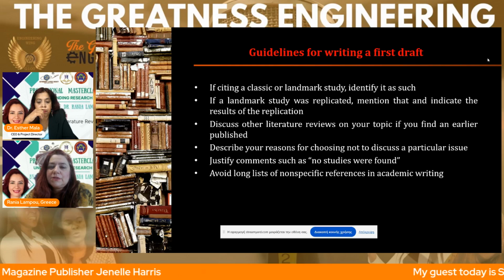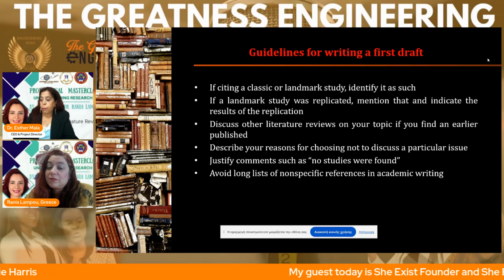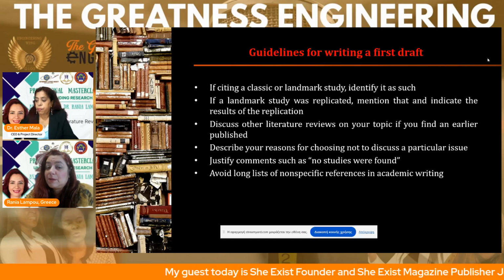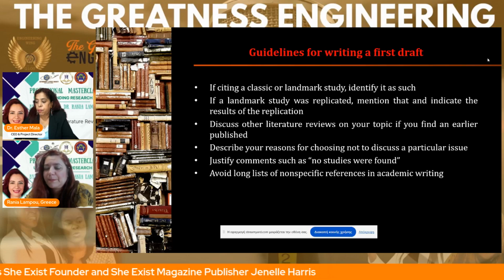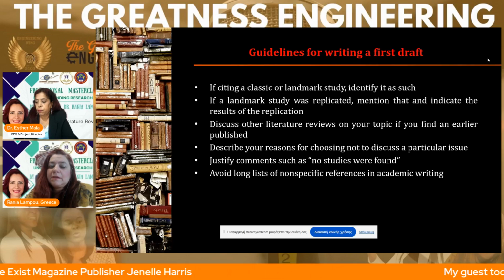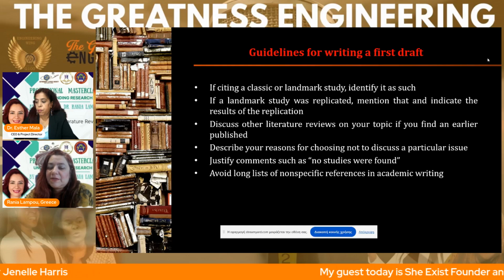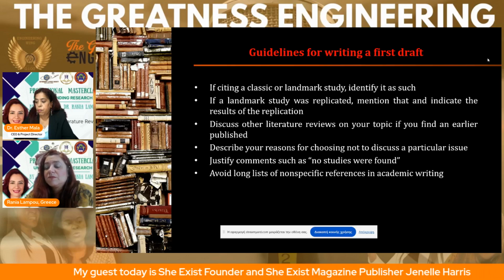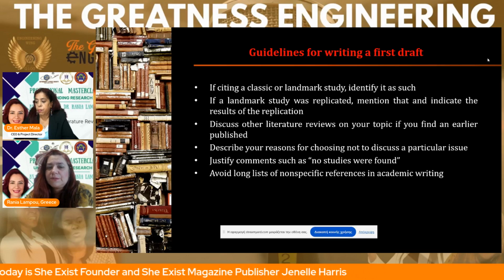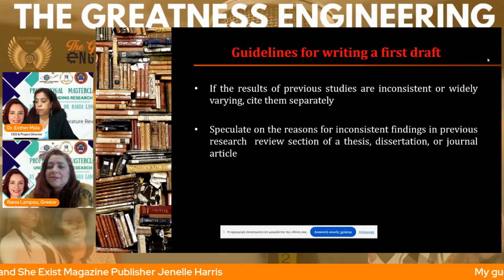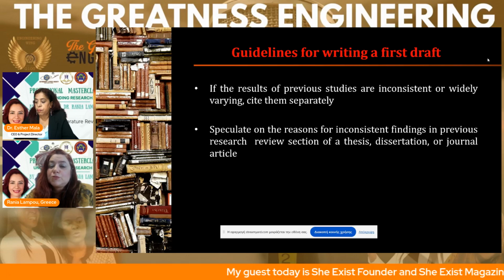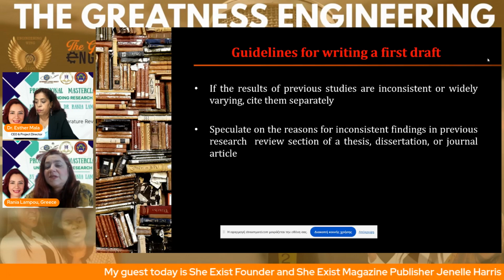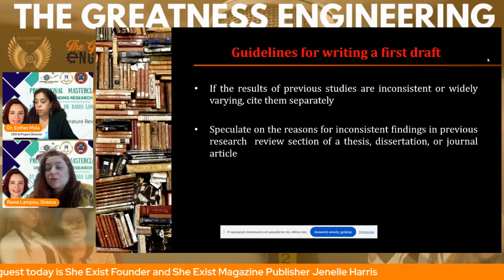So here, of course, we need to discuss other literature reviews on your topic. If you find something which is earlier published, describe the reasons for choosing not to discuss a particular topic, and avoid long lists of non-specific references in academic writing. If a landmark study was replicated, then you need to mention that, and of course indicate the results of your replication. If the results of previous studies are inconsistent, then you need to cite them separately. And you need to speculate also on the reasons, discuss the reasons for inconsistent findings in previous research, in the review section of a thesis or dissertation.